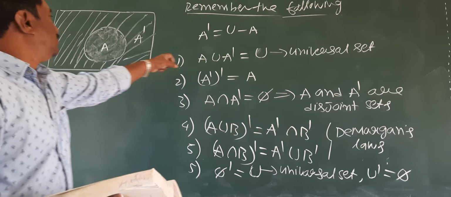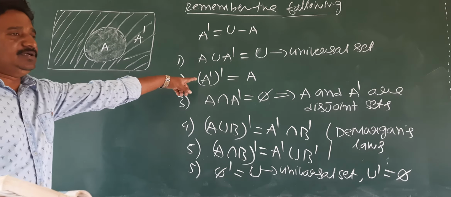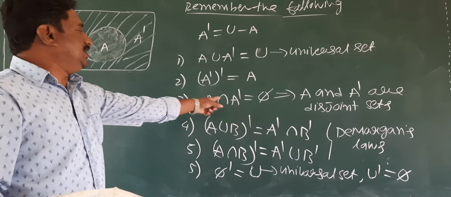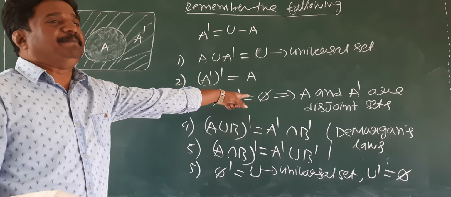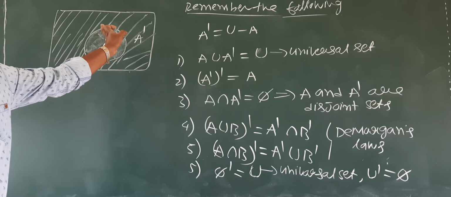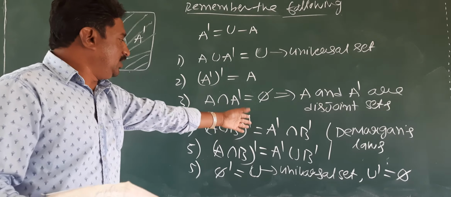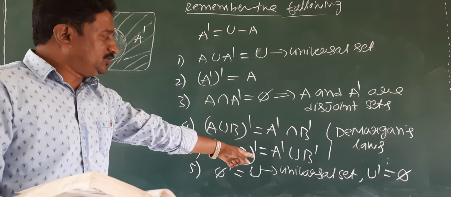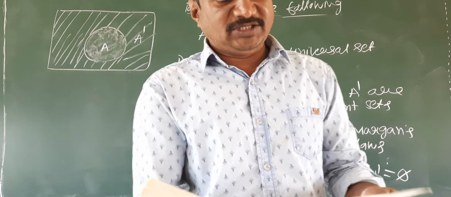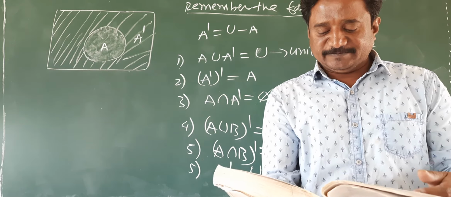A union A dash gives the universal set. The complement of the complement is the set itself. A intersection A dash is phi, the empty set, with no common elements in both A and A dash. Next, De Morgan's laws. Phi dash is U, U dash is phi. Now let's go for solving problems on this, students.